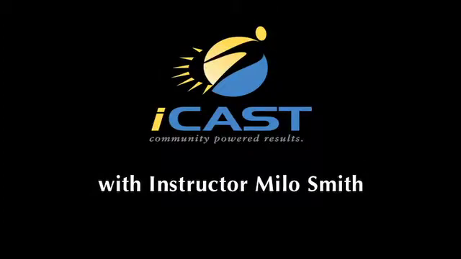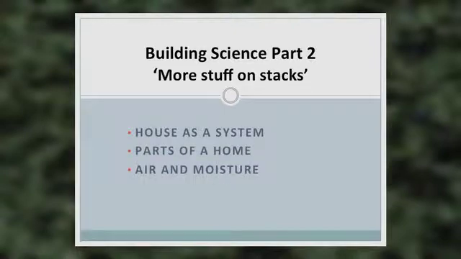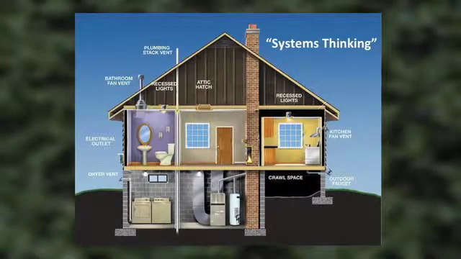Let's move on to part 2 of building science. We're going to talk about more stuff on stacks, okay? We're talking about the house as a system. We're going to talk about the different parts of a house. Then we're going to talk a little bit about air and moisture. Let's talk about systems thinking.